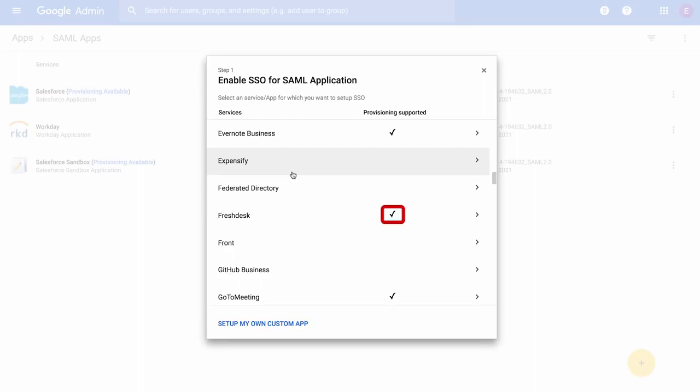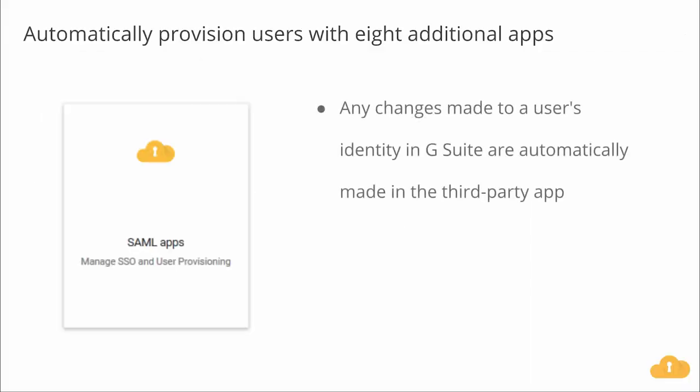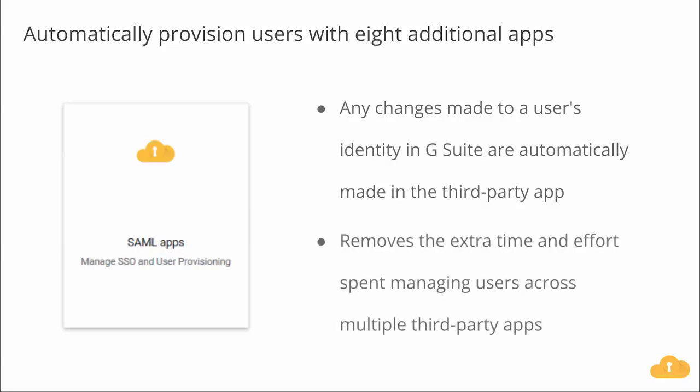In addition, G Suite also supports SAML integrated apps to support user provisioning. With user provisioning, once you've set up a SAML integrated app, you can set up user provisioning to create, modify, or delete a user's identity in G Suite, and those changes are automatically made in the third-party app as well. This feature removes the extra time and effort you'll spend managing users across multiple third-party apps.